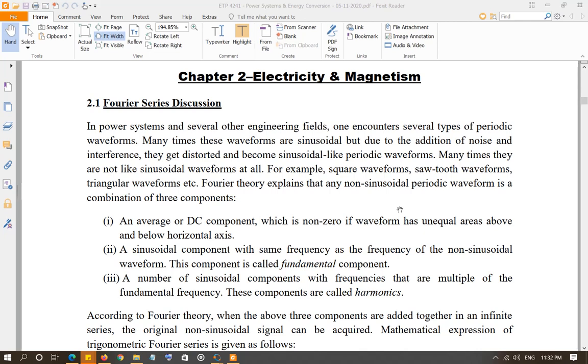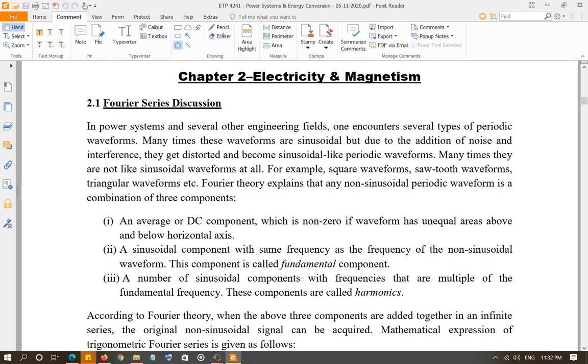And what are those three components? Those three components are that it may have a DC voltage or an average value which may be non-zero if the waveform is not symmetric about the x-axis. So that's one of the components. It must have a sinusoidal component with the same frequency as your original periodic signal. So for example, if your original periodic signal is a square wave with a frequency of 1 kilohertz, there must be a sinusoidal component in making that square wave with the same frequency, that is 1 kilohertz, and that component is called the fundamental component.